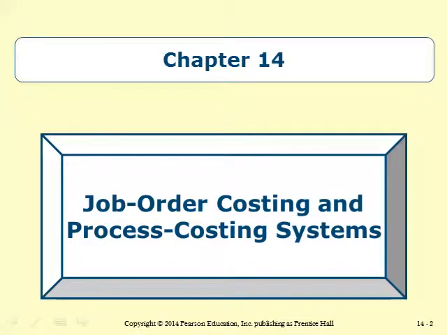In today's session, we're going to be discussing Chapter 14, which deals with job order costing and process costing systems. And so when we talk about a costing system, we're really talking about what is the methodology by which a company gathers and accumulates cost related to the products they provide or the services they provide. And so we'll be covering the different alternatives available to management today.